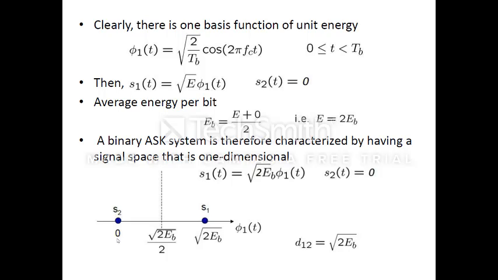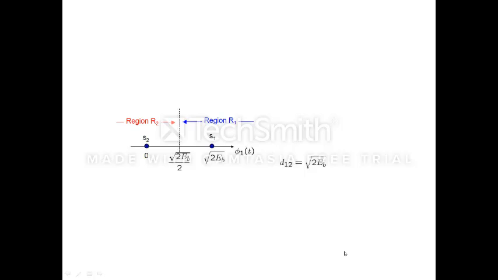So transmission energy is also 0. For S1 of t, it is transmitting the signal with energy root 2 Eb. Then there is a boundary line between them, drawn as a dotted line. The middle energy point between S1 and S2 is under root 2 Eb divided by 2. The distance between the 2 points is root 2 Eb; you can write it as root 2 Eb, S1 minus S2, root 2 Eb minus 0, is equal to D12. This is the space diagram.